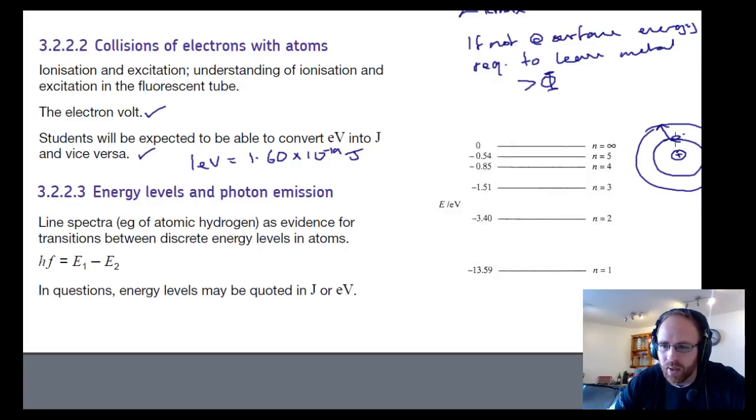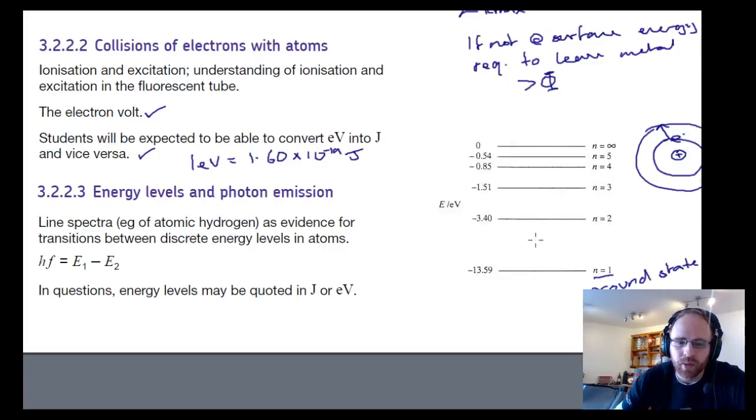So the line that I've drawn here from our ground state, so n equals 1, we're going to call that our ground state, and that's where our electrons want to be. They want to be as close as possible to the positive nucleus. The arrow that I drew represents this transition here from the ground state to n equals 2.